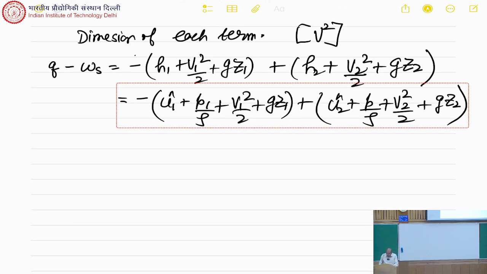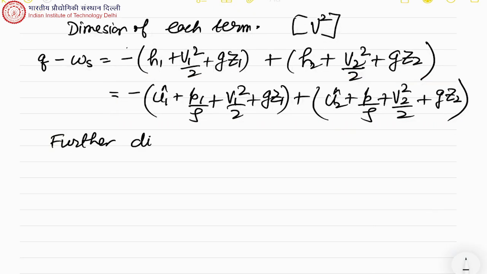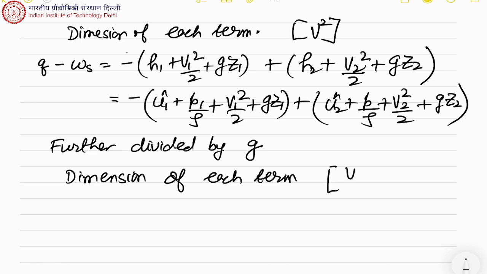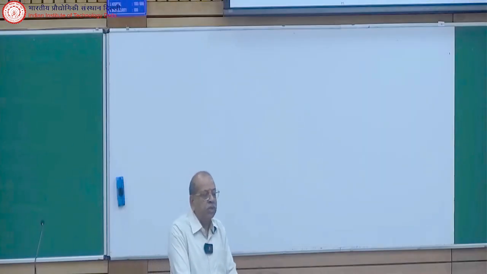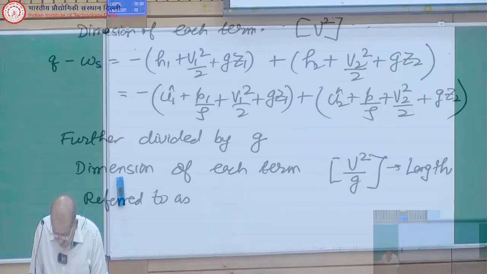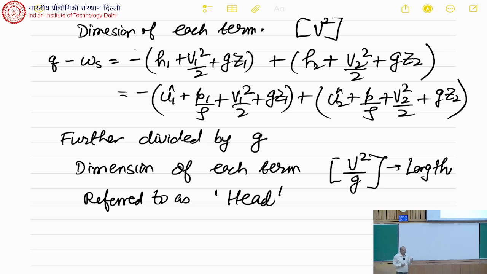So, we first divide it by m dot, and this is sometimes further divided by g. If you now divide by g, then the dimension of each term will be the dimension of V square divided by g. And what is the dimension of V square divided by g? That dimension will be length. V square is equal to 2gs, so you directly know the dimension of V square by g is length. And this is referred to as head. In hydraulics and in fluid mechanics, you will see all these terms referred to as head.